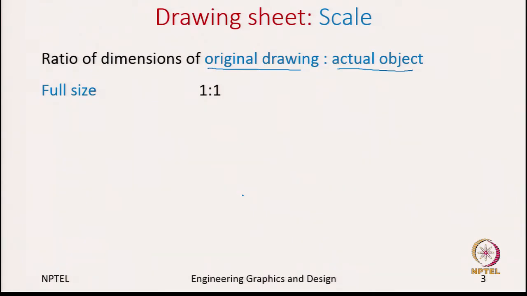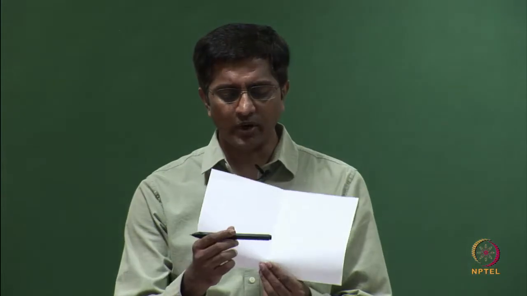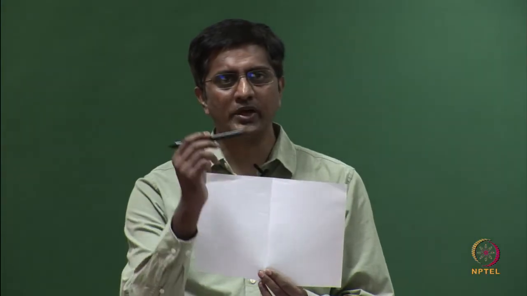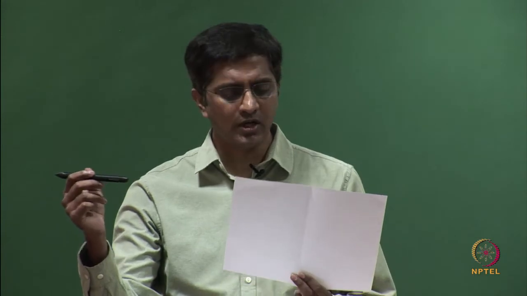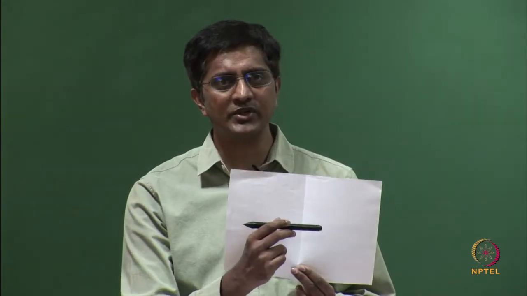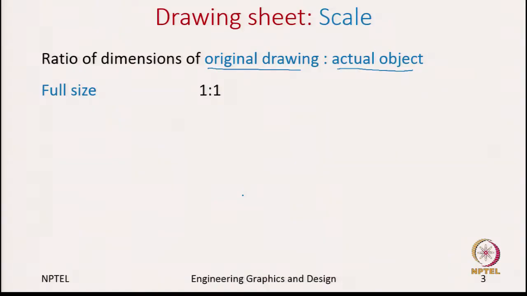Let us say I am trying to depict this pen on an A4 sheet. So, the dimensions are quite convenient for me to pick a full size, which means let us say the length of this pen is 15 centimeters. I will show the exact dimension of 15 centimeters on the drawing sheet also. So, then we call this as full size. But there are other scenarios.